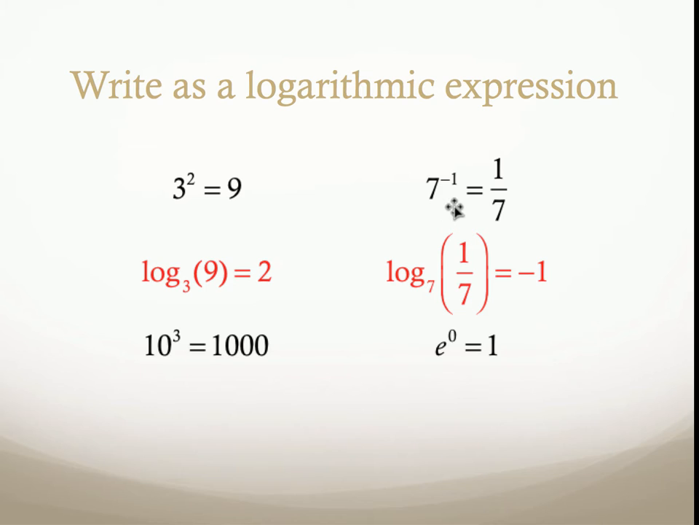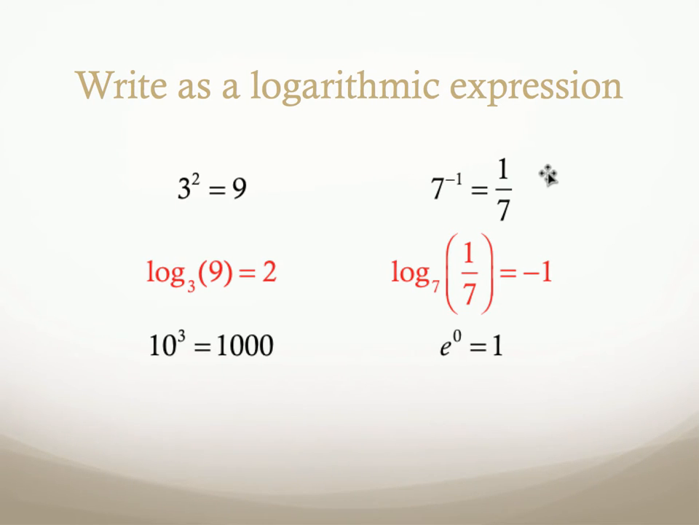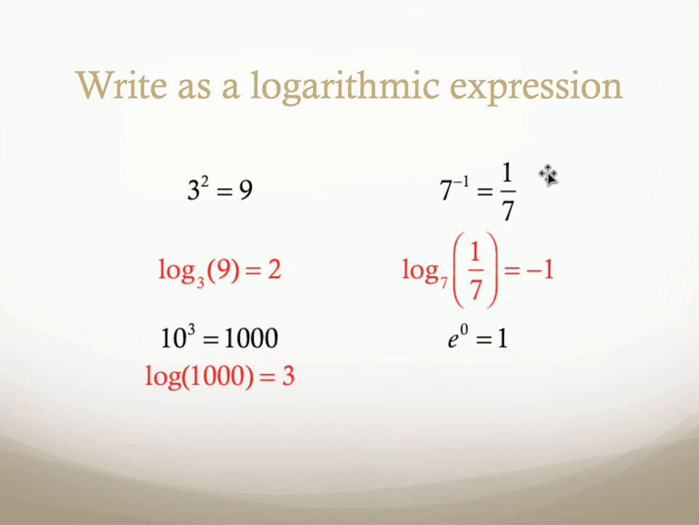So 7 to the negative 1 is 1 over 7. As a logarithm would be log base 7 of 1/7 is equal to negative 1. 10 cubed equals 1,000 would be log of 1,000 is equal to 3. Again, notice how I didn't write the 10 as the base since it's understood that this is a base 10 logarithm. And lastly, we have e to the 0 equals 1. So we have the natural log of 1 is equal to 0.